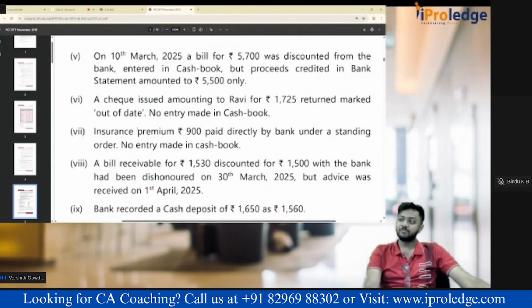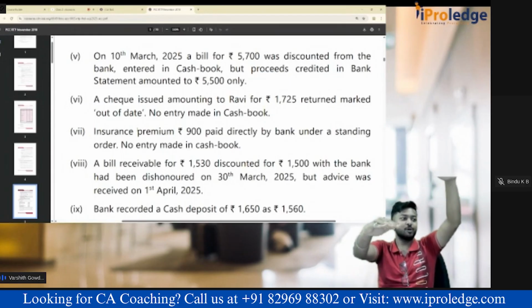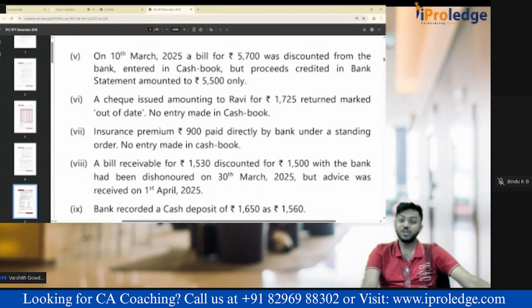So the next one. On 10th March 2025, a bill for 5,700 was discounted from the bank. You know what bill discounting is by now? Entered in cash book, but proceeds credited in bank statement amounted to only 5,500. Now what happened? If the bill is 5,700, will the bank give us the full amount? They'll deduct interest. They'll give 5,500. So 200 is interest. Technically, how much did we receive? 5,500. So in cash book also, how much should we have recorded? 5,500. But what we have done? So what would have happened? Cash book is more, passbook is less. We are doing it from cash book. So we have to subtract. Subtract how much? 200.